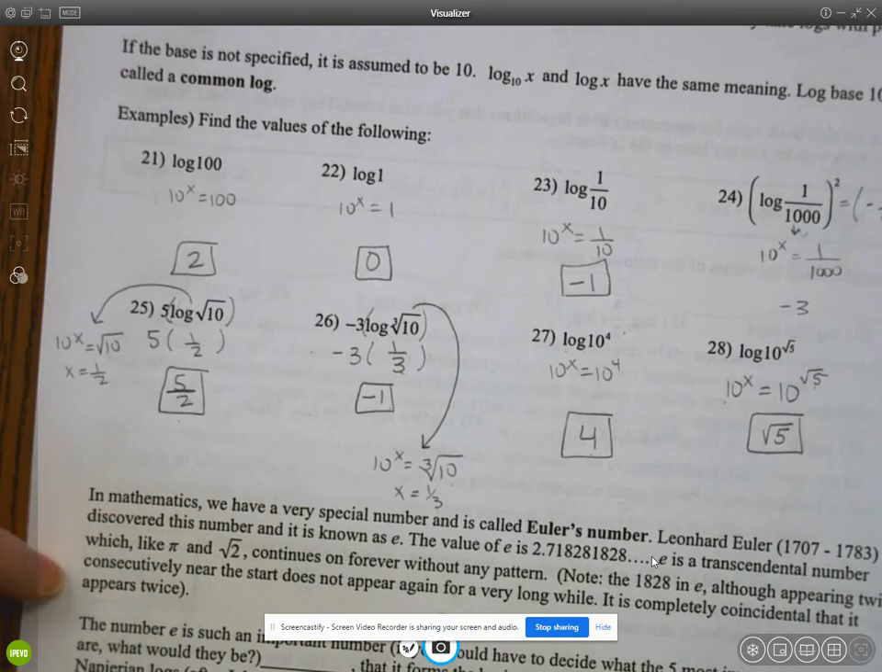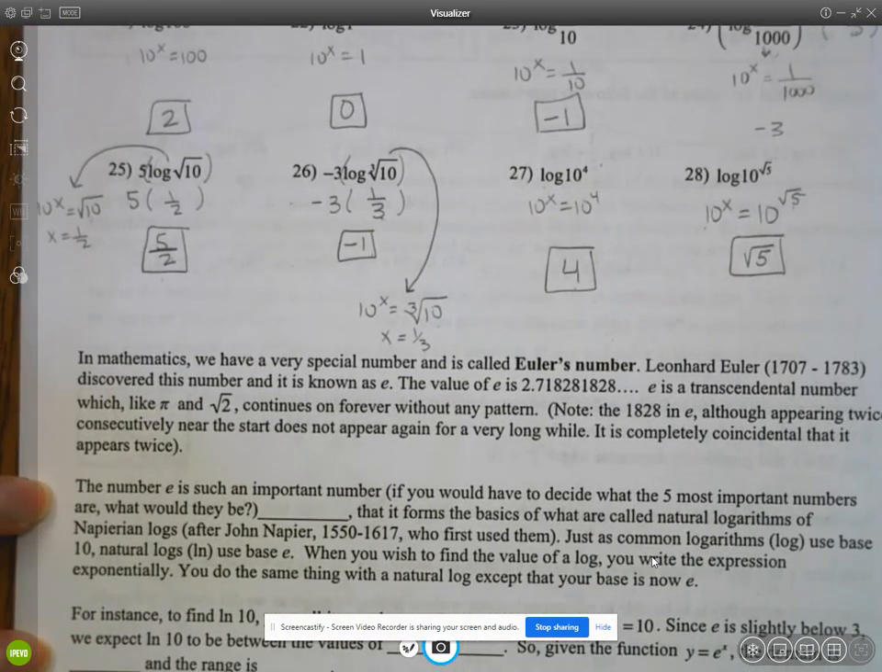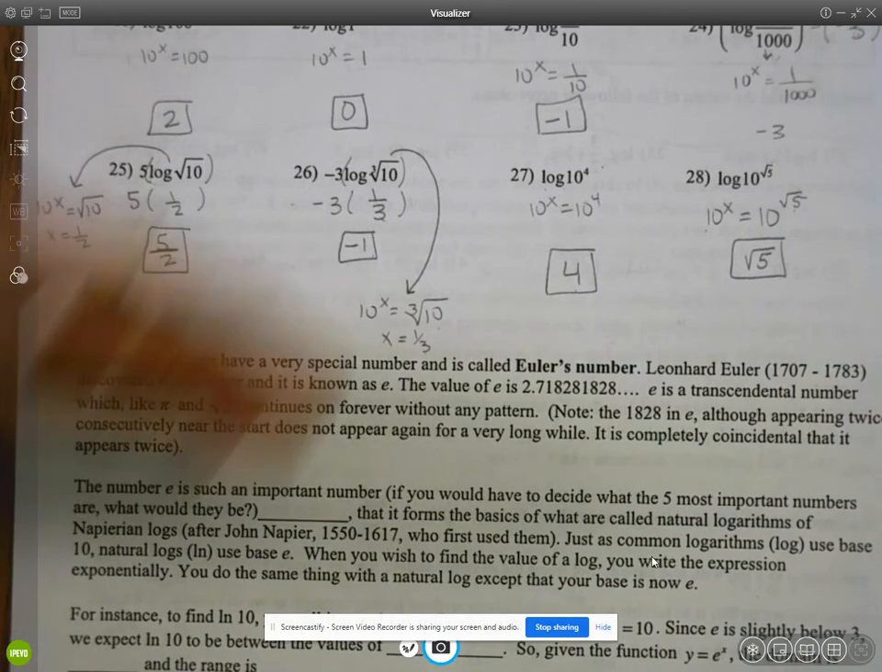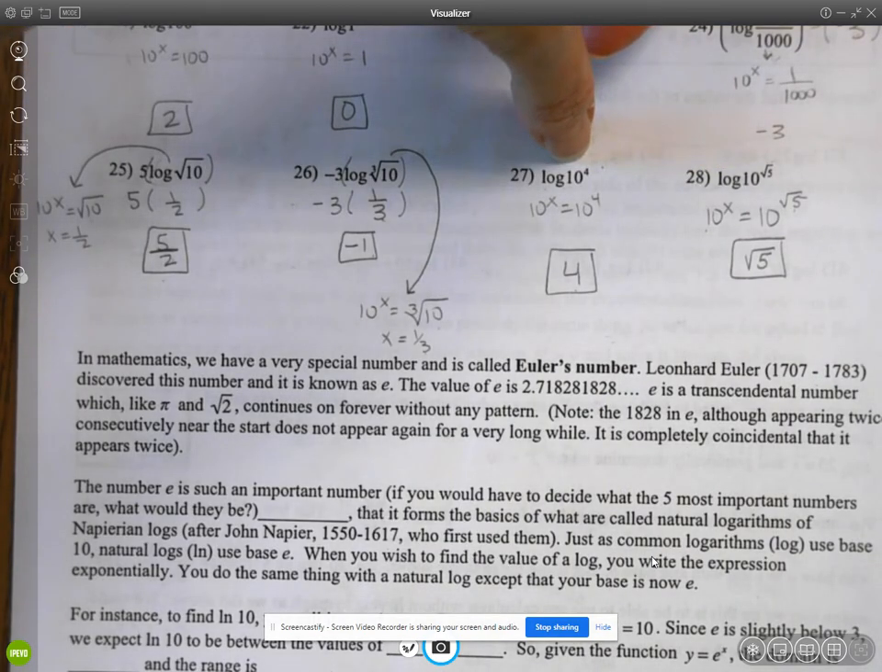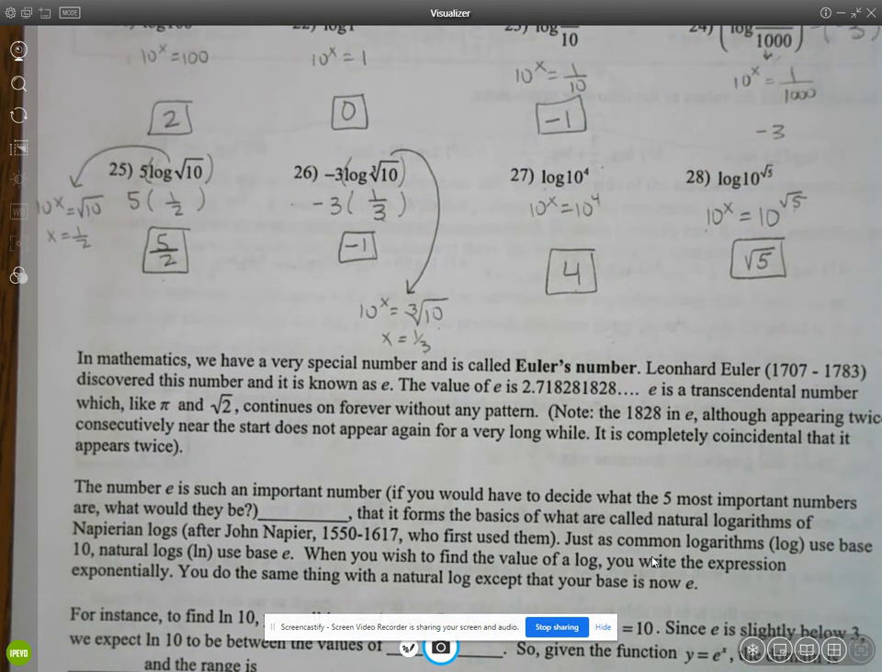All right, so Euler's number, we'll discuss that in tomorrow's lesson because we didn't get to it in class today. When you do the homework problems, it will be there. So it's going to work out a lot like these. Remember that ln means that the base is e. So if I ask you to do ln of e to the second, then the 2, the little exponent, would just be the answer.